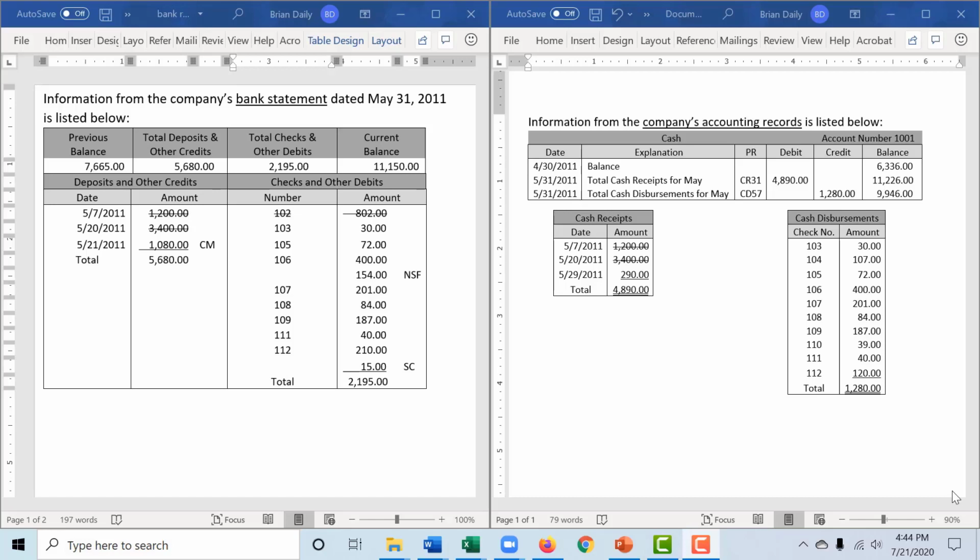If a check number appears in the company's records but not on the bank statement, we know that check is outstanding. If we see a check that appears in both sets of records but the amounts don't match, we know that we're dealing with an error and we'll have to investigate further. So working from the list of cash disbursements in the company's records, we can see that check 103 for $30 matches up with check 103 on the bank statement and we can cross it off.